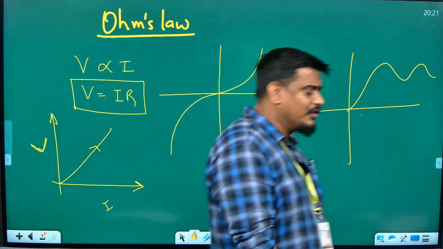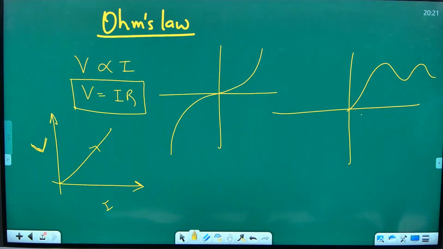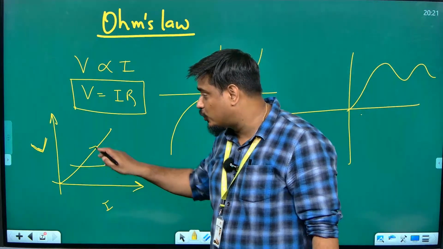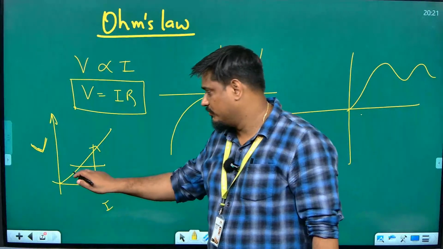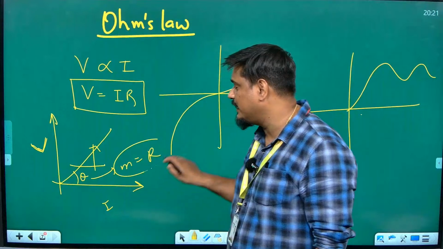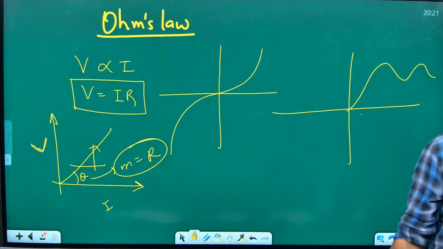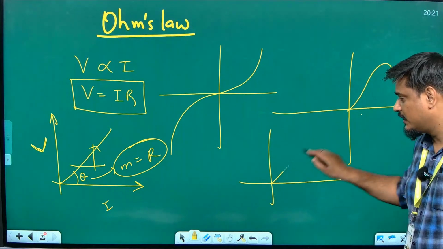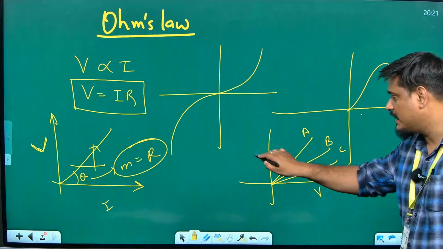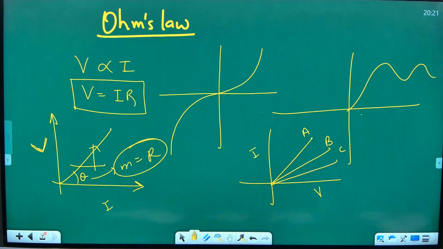Are you getting my point? So don't think that everything in the world follows Ohm's law. No. If they follow Ohm's law, then V will be proportional to I. And one thing I'll tell you, if they are following Ohm's law, then this slope, this tan theta, will be called the resistance of the conductor. So if you have three graphs, graph A, graph B, graph C, which graph is having maximum resistance? A, B or C?